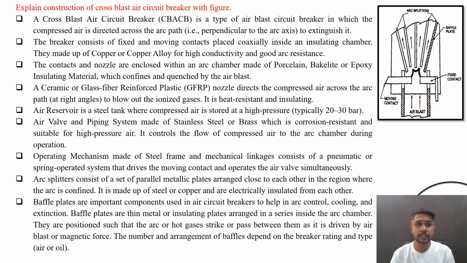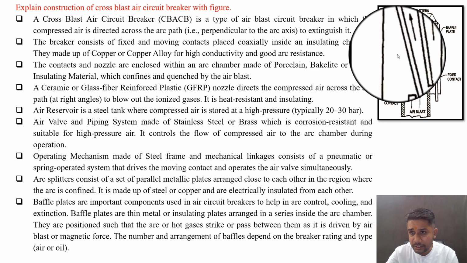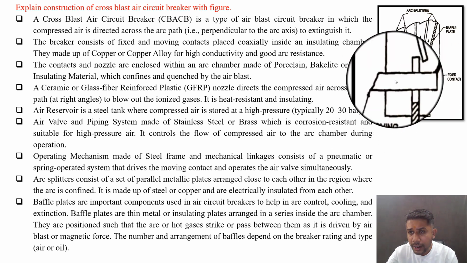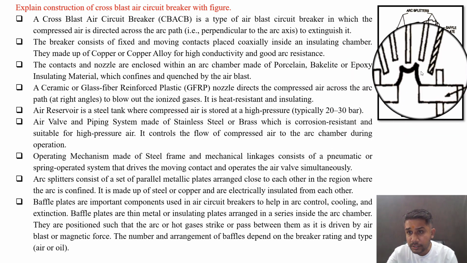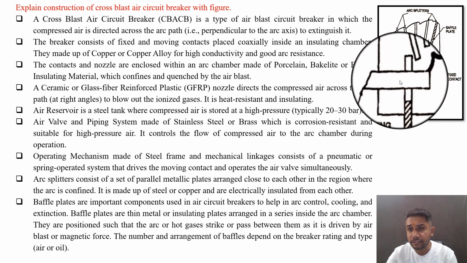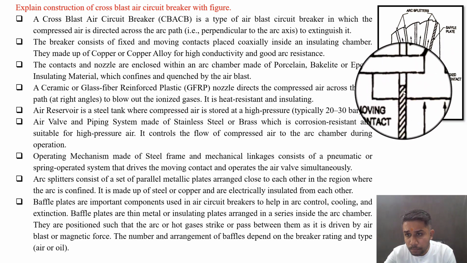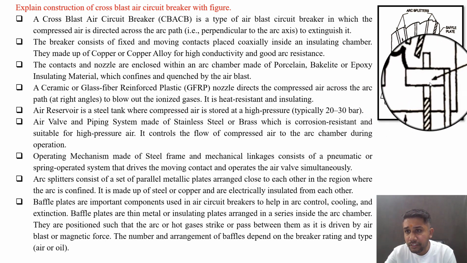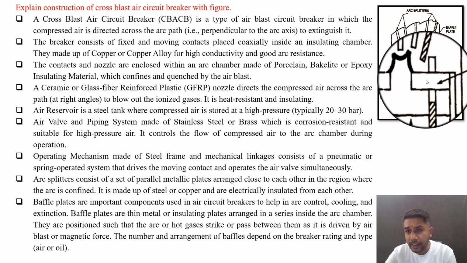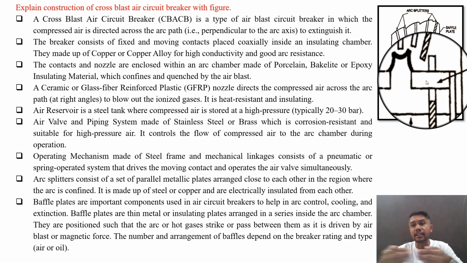Now the breaker consists of fixed and moving contacts placed coaxially inside the insulating chamber. They are made up of copper or copper alloy for high conductivity and good arc resistance. You can visualize this. These two are fixed contacts and these are the moving contacts which are moving like this. So when they are separating like this, the arc is struck in between.